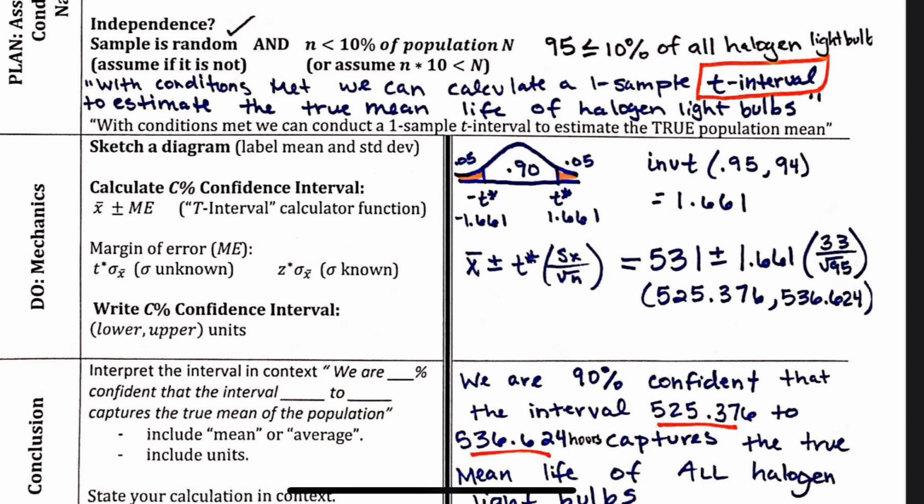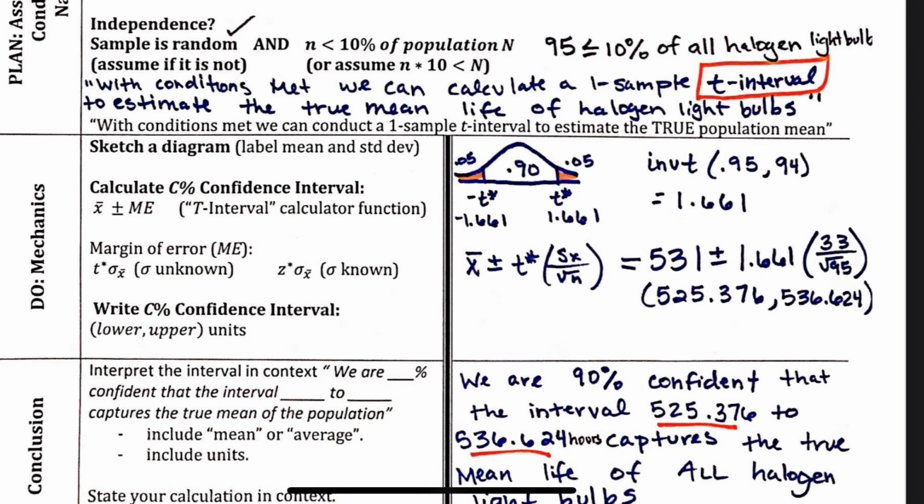Right, the next comes the do. And so much of this is on your formula sheet, but it's written in words. To calculate the confidence interval, you take the statistic plus or minus your critical value times your standard error of your mean. Well, we already know our statistic. We wrote it in the state. That was 531. And then our standard error, we calculated that in the state, the 33 divided by the square root of 95. What we don't know yet is our critical value.